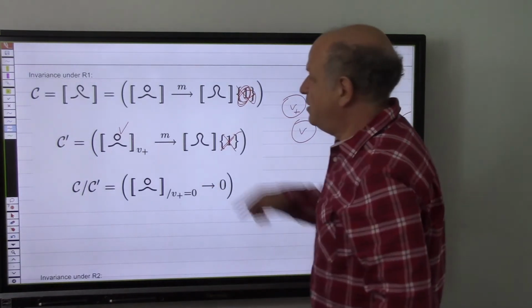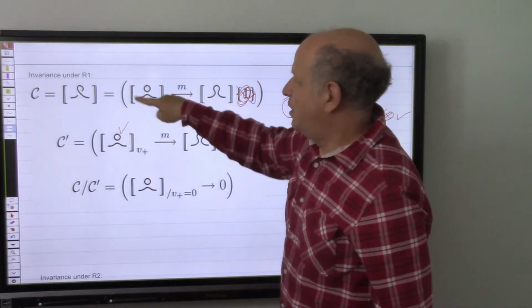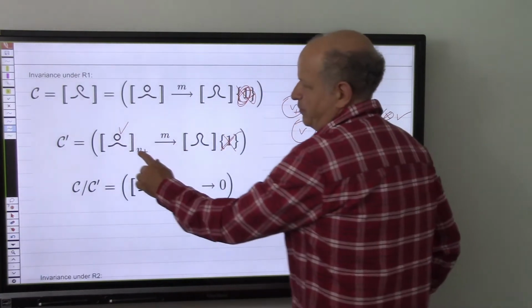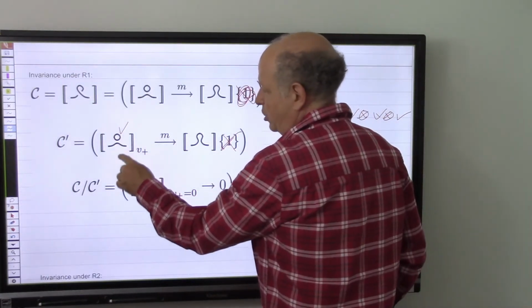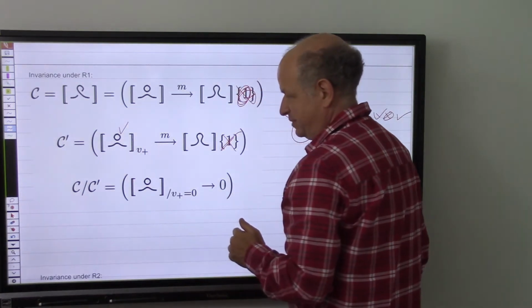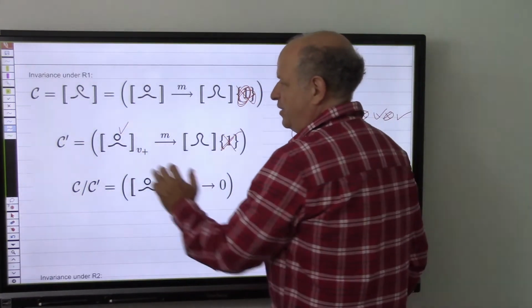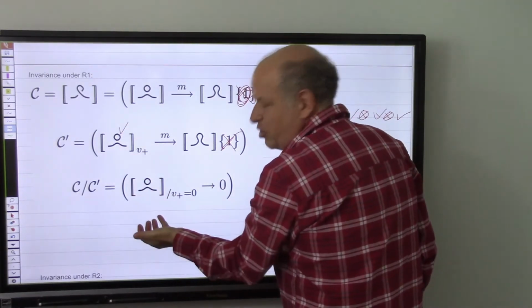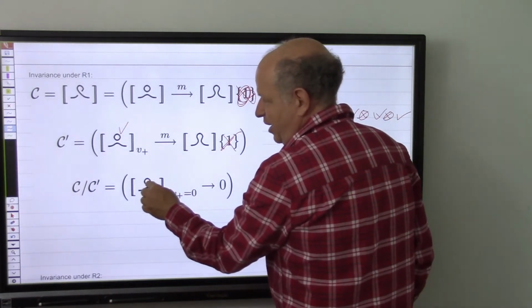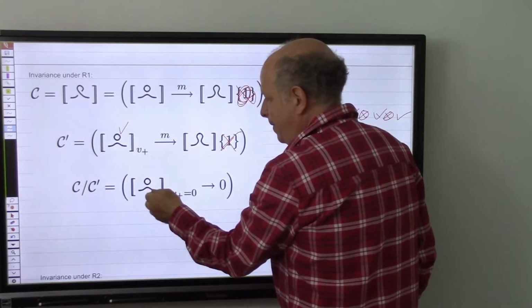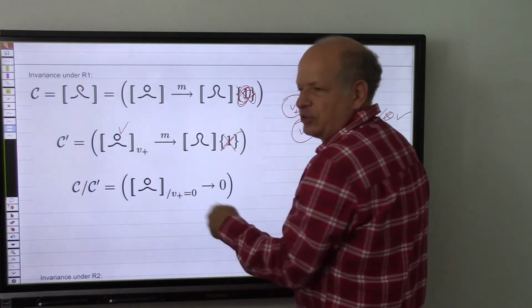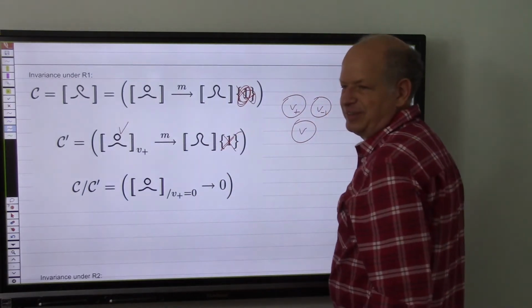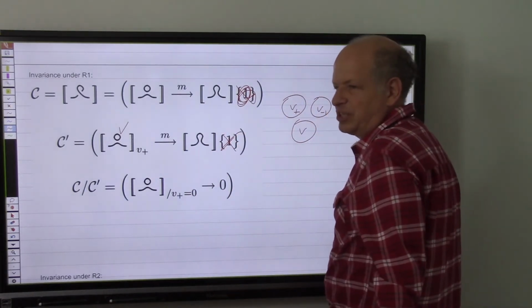Okay? And if I mod out by this space, the space in which this cycle is marked with a plus, the quotient is the same complex with this cycle marked either with a V plus or with a V minus, but when it is marked with V plus, it is set to 0. Right? That's the meaning of being in a quotient.